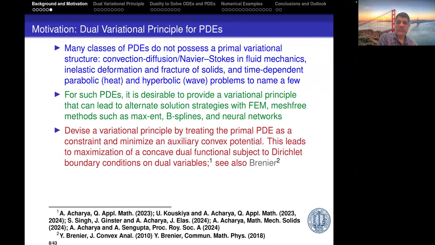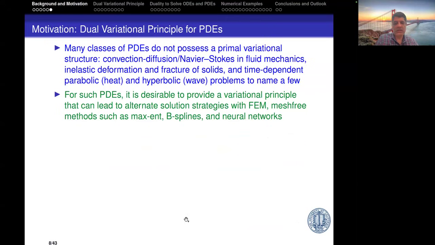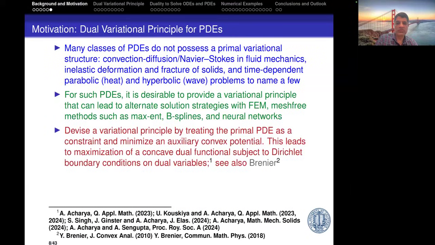So what does this give you? What this buys you is that it leads to a maximization of a concave dual functional subject to Dirichlet boundary conditions on dual variables. And there's an intimate connection, for example, with the work of Brenier before in these papers, where he shows this hidden convexity. For example, he was looking at the Euler equations and showed that you can construct a variational formulation for that. So there are some connections to that, and they are elaborated in Amit's papers also to a greater extent.